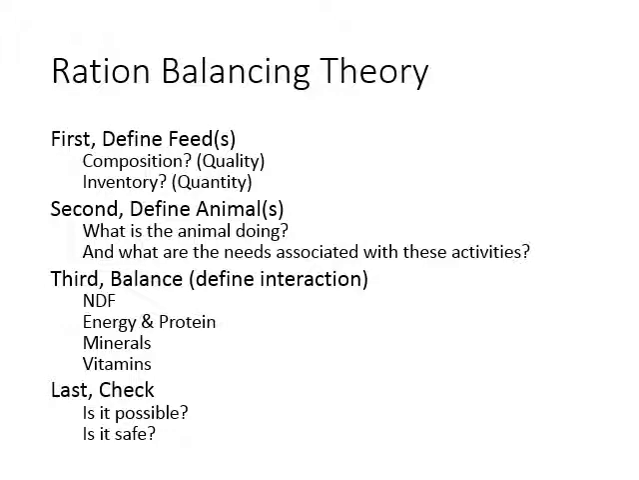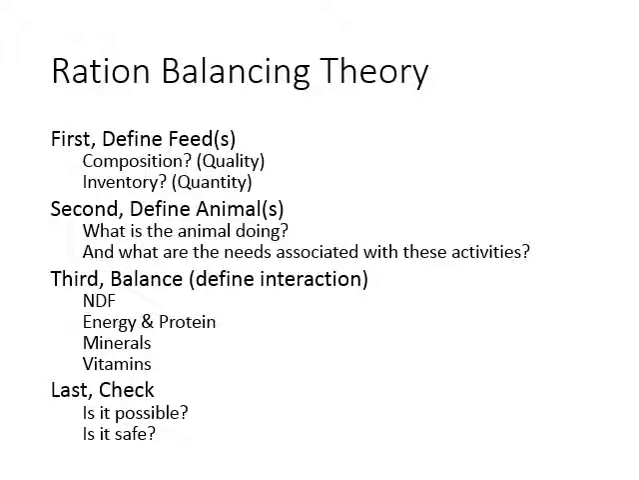So in this case, we're going to define the animal second. Normally in a ration balancing program, you're balancing for one animal at a time. And you're going to go through and describe that animal. How much does it weigh? What is it doing? Is it milking? Is it pregnant? Is it gaining weight? Is it losing weight? Put all that stuff in. How old is it? Is it full grown?